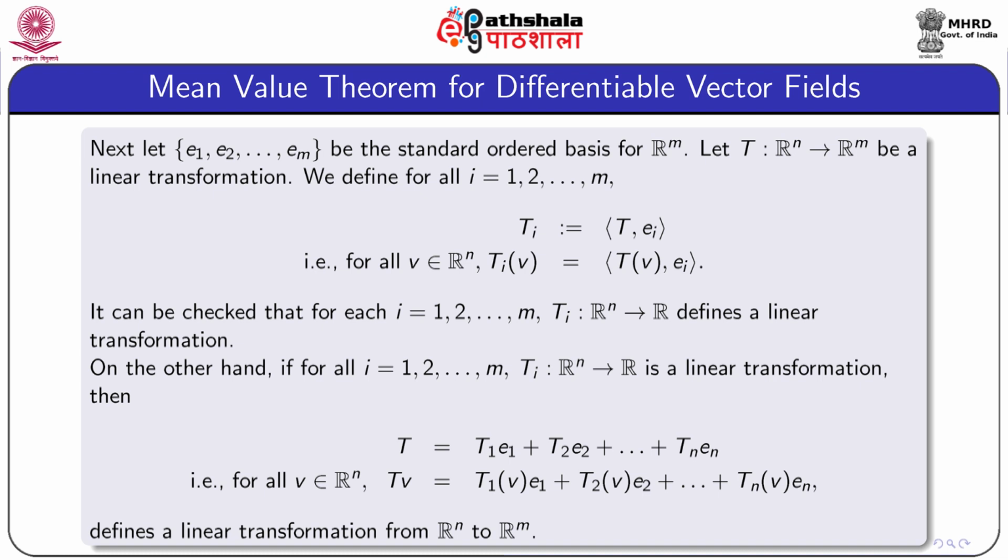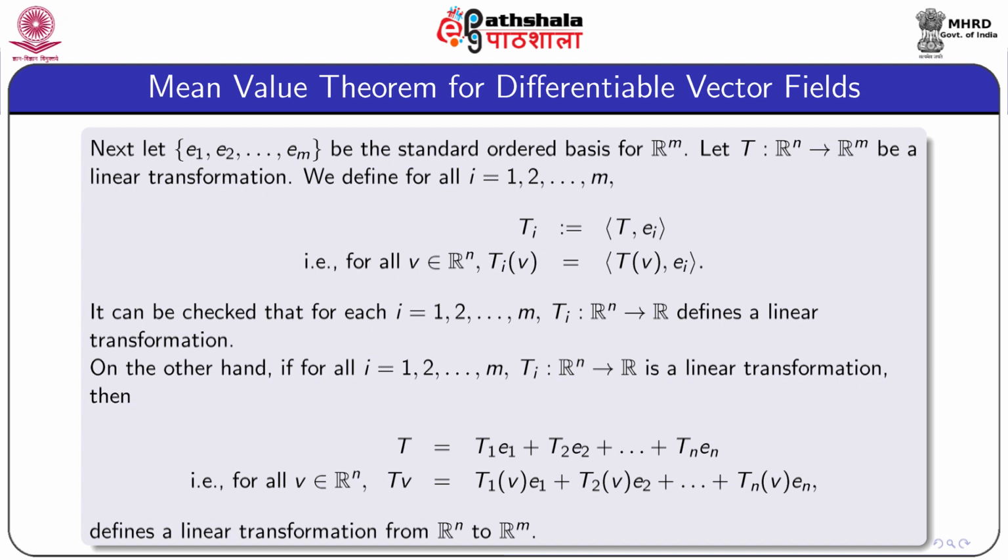Let e1, e2, ..., em be the standard ordered basis for Rm. Let T from Rn to Rm be a linear transformation. For every i equal to 1 to m, we define Ti by the inner product of T with ei. That is, for every v in Rn, we define Ti(v) equal to the inner product of T(v) with ei. One can easily check that for each i from 1 to m, Ti from Rn to R defines a linear transformation.